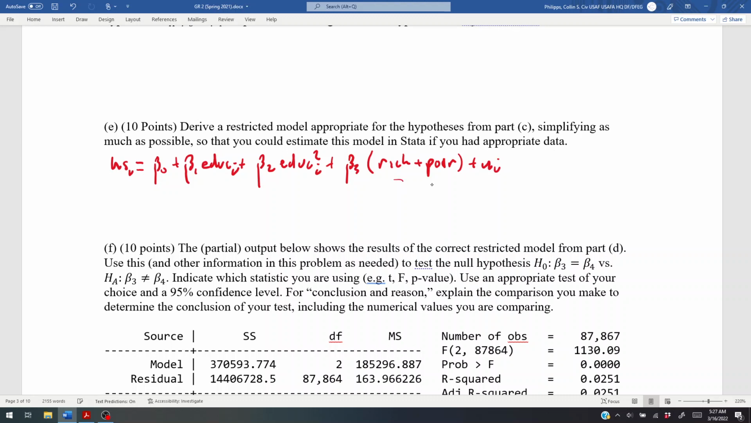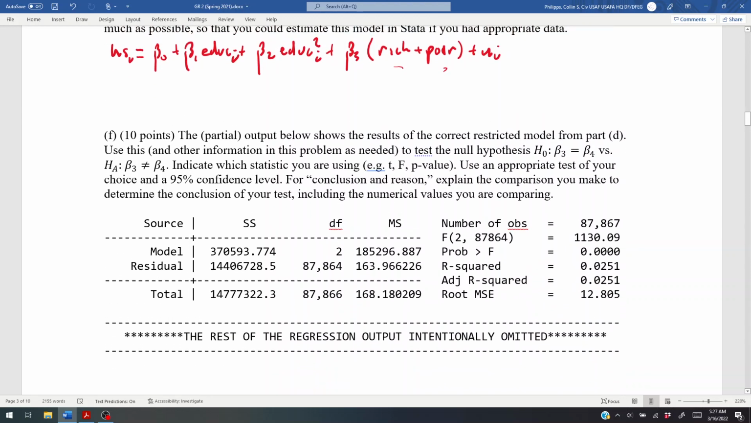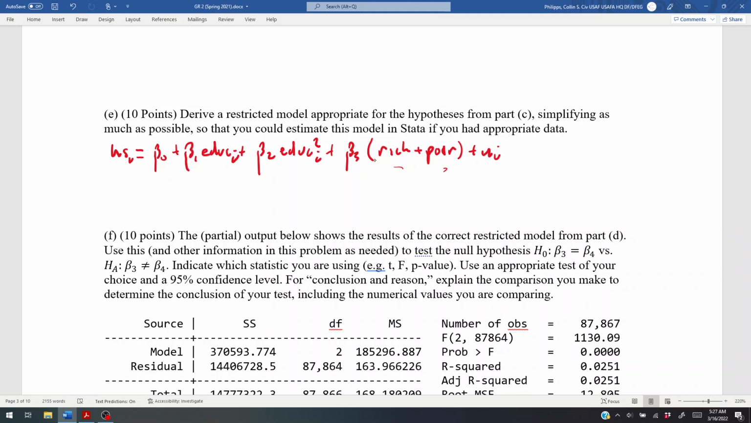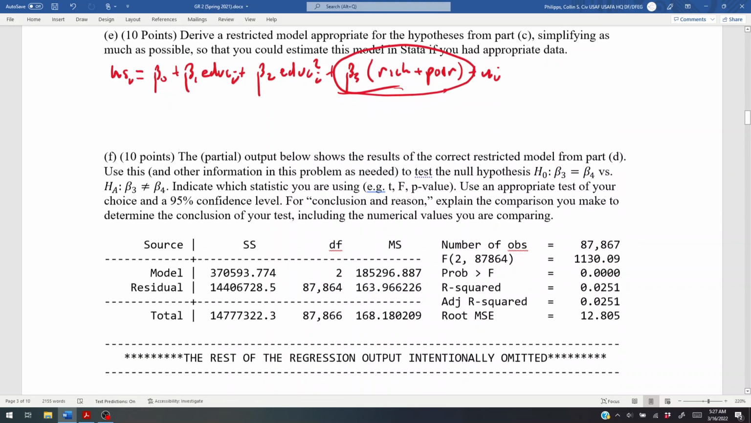If I've got rich and poor, I can absolutely make rich plus poor in Stata. Generate a new variable equal to rich plus poor. So that's perfect right there. Now, compare this to the other model that had beta 3 rich and beta 4 poor. Basically, I'm just forcing this coefficient to be the coefficient for rich and poor.